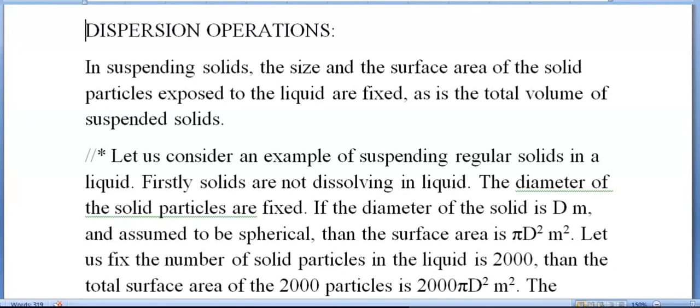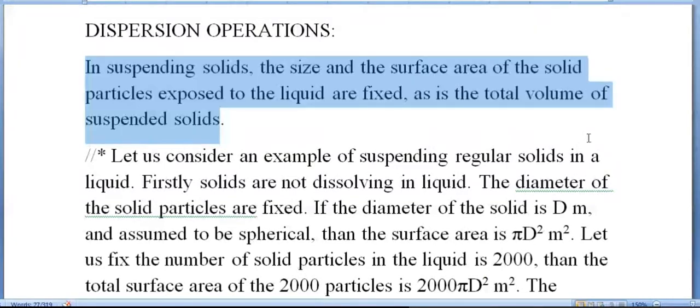So hence this statement which is there, that is, in suspending solids, the size and the surface area of the solid particles exposed to the liquid are fixed, as is the total volume of the suspended solids. So how did we suspend it? In the solid particles, their area, volume of the liquid is the same.